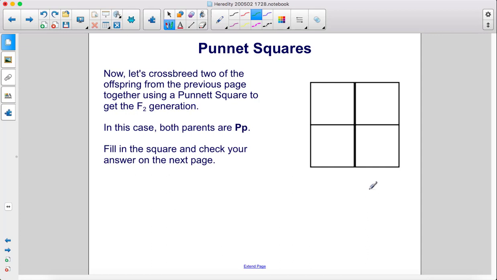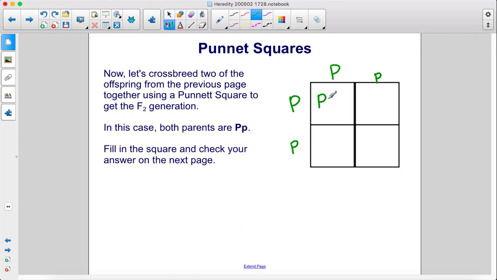Now, let's crossbreed 2 of the offspring from the previous page together using a Punnett square to get the F2 generation. In this case, both parents are capital P, lowercase p. So capital P, lowercase p, capital P, lowercase p. Fill in the square and check your answer on the next page.